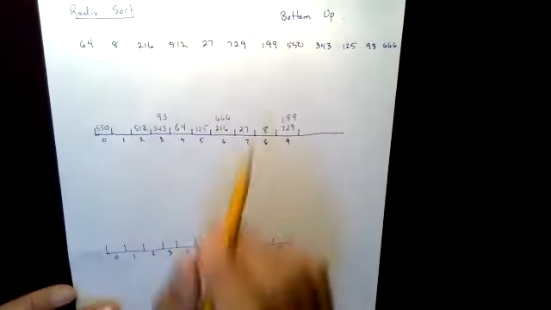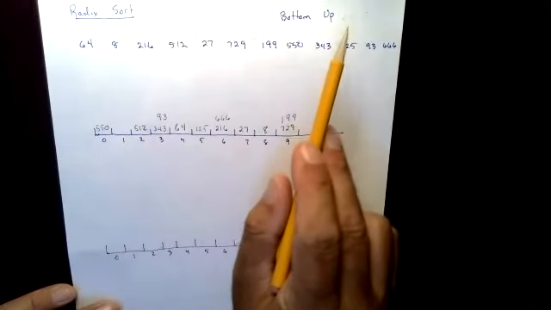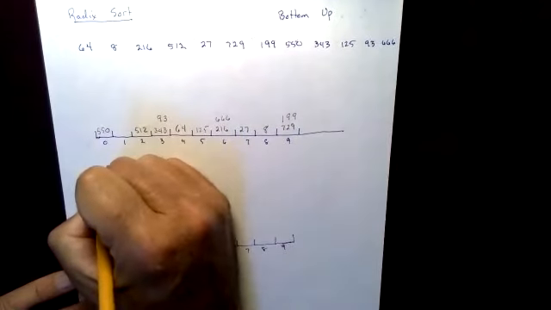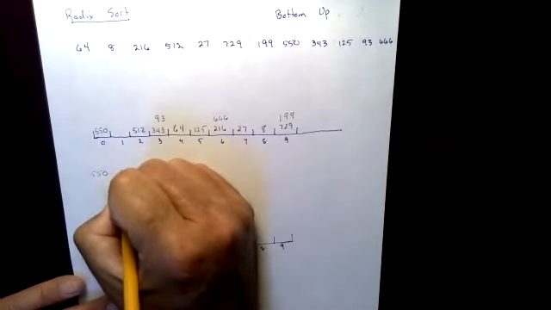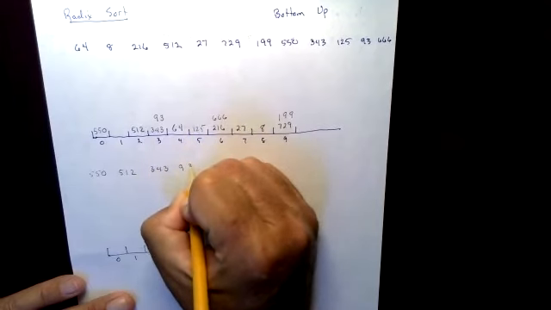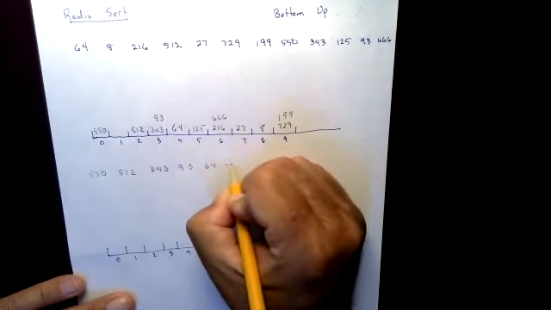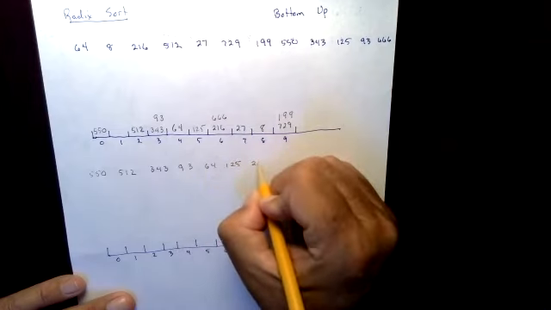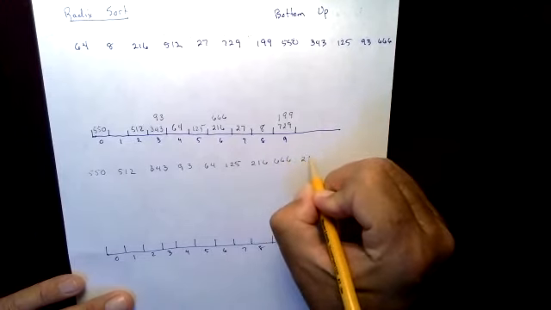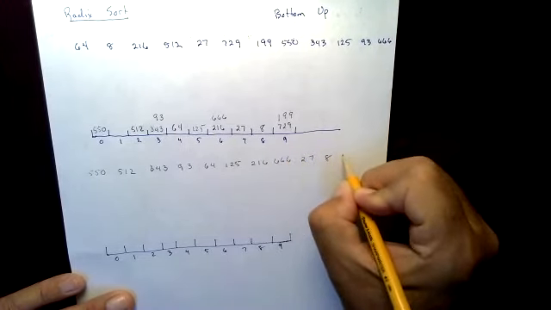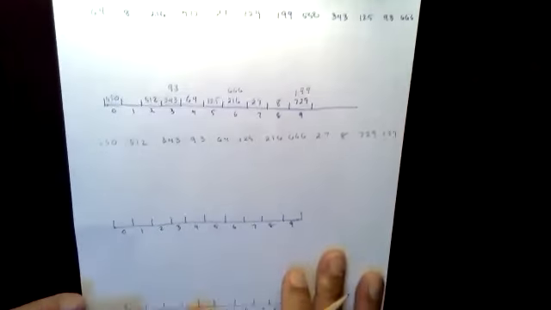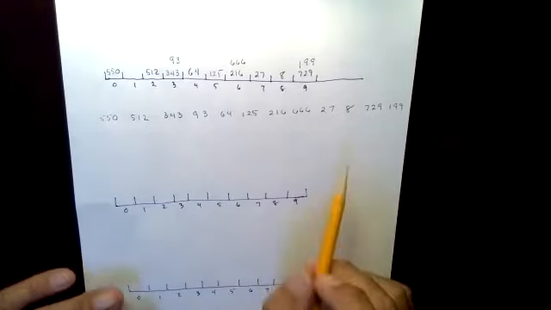All right. So now I'm going to make a new list, but I'm going to go from left to right, bottom up. So my new list is 550, 512, 343, 93, 64, 125, 216, 666, 27, 8, 729, and 199. Took care of the ones digits.